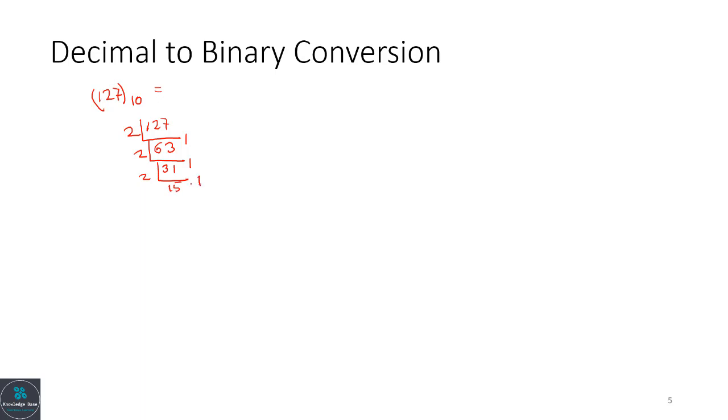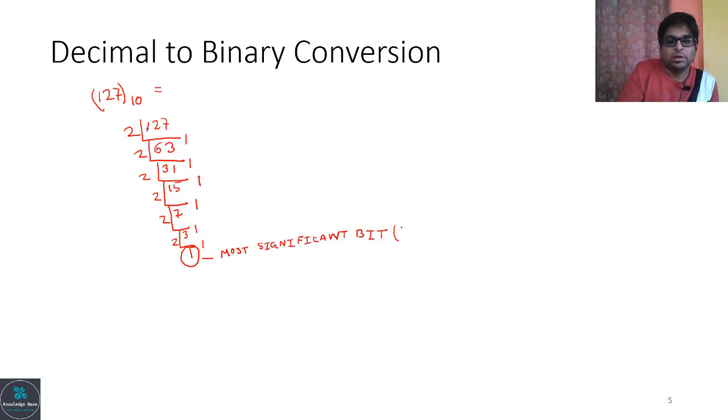Like this, 15 and 1, 7 and 1, 3 and 1, and finally the binary 1 and 1. This is called the most significant bit. This is the leftmost bit. Now, this bit is called the least significant bit, and this is the rightmost bit.